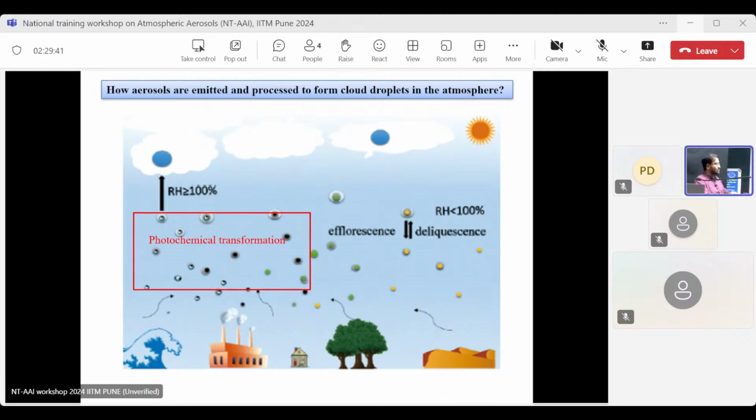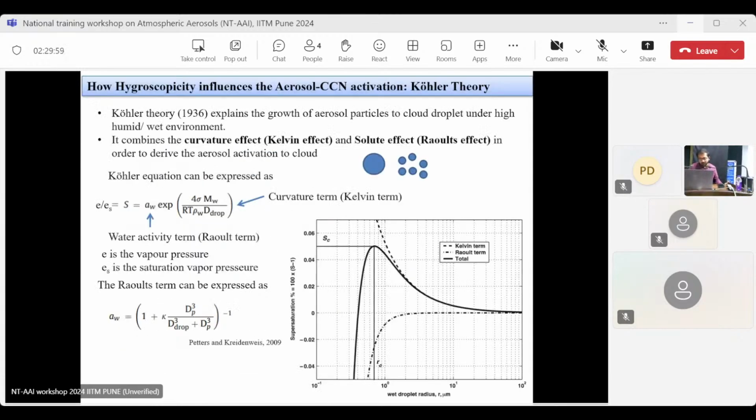So there is a change in your phase as well as a change in your chemical properties due to this heterogeneous phase transfer as well as chemical transfer processes. Okay, so that will change your chemical property as well as your hygroscopic property. So when we define this role of hygroscopicity or size on aerosol to cloud activation, the most prominent theory that we refer to is the Koehler theory.